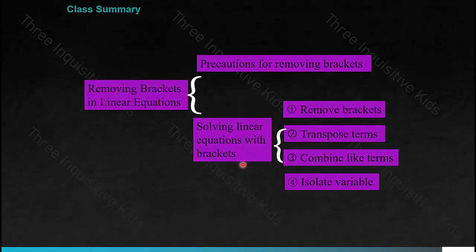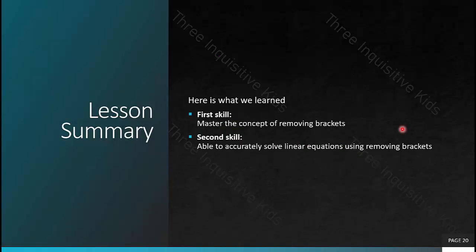So these are the 4 general steps. First, remove the bracket, transpose terms, combine like terms, and then finally isolate the variable. So really the difference between this lesson's problems and last lesson's problems was that we added one more step, which was to remove brackets. The two skills we learned today, to review: master the concept of removing brackets, and be able to accurately solve linear equations using the removal of brackets.